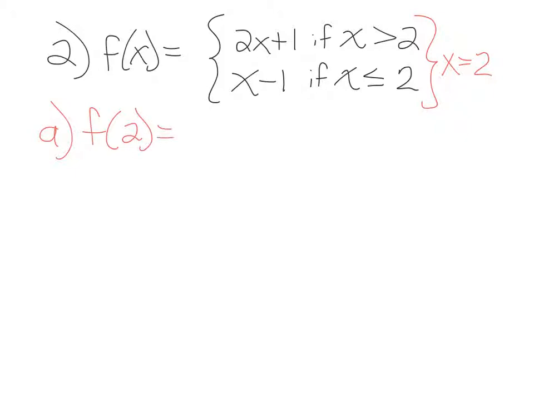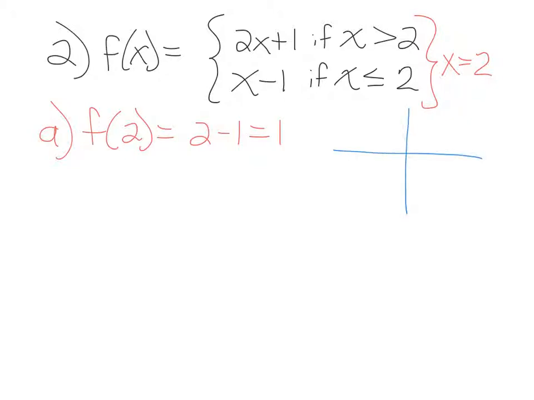So I need to use only one of the two equations, right? Because it's 2, which is going to be the one on the bottom. 2 minus 1, which is 1. Okay? And the graph for something like this, let me sketch my graph.